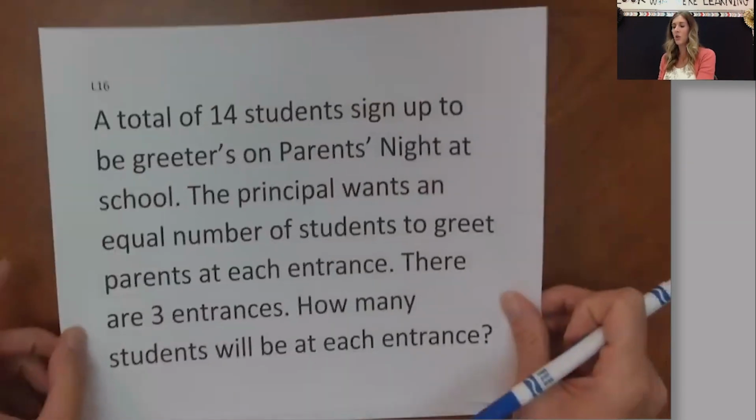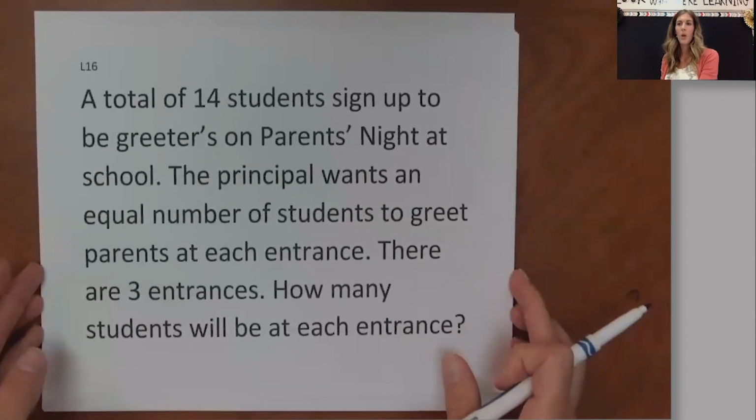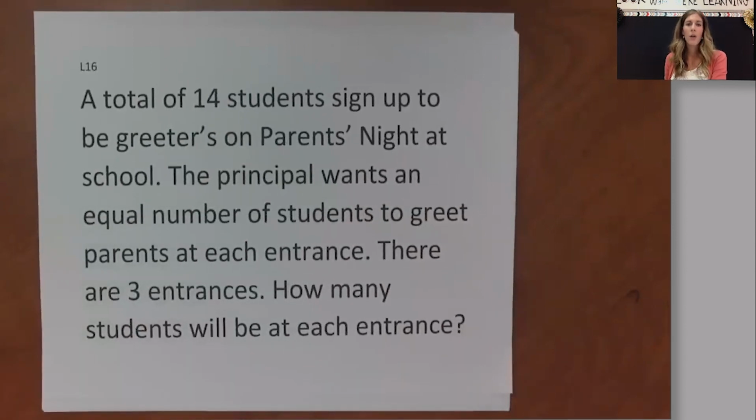I'll give you a little guidance along the way, but I want you to see what you can do on your own. Read along with me. A total of 14 students sign up to be greeters on Parents' Night at school. The principal wants an equal number of students to greet parents at each entrance. There are 3 entrances. How many students will be at each entrance?